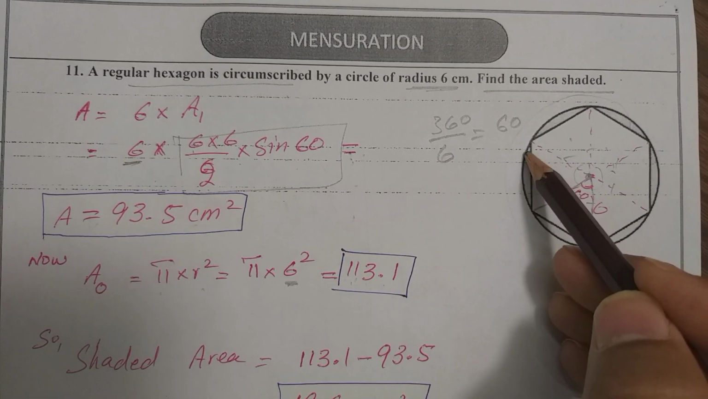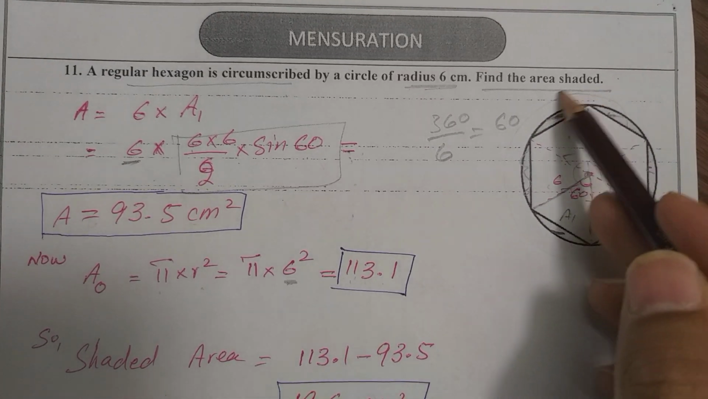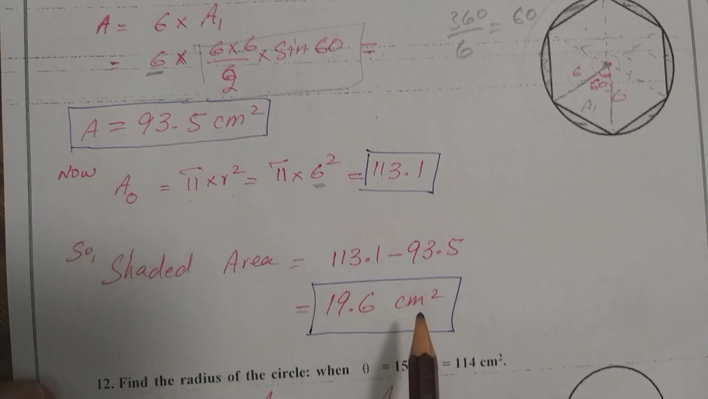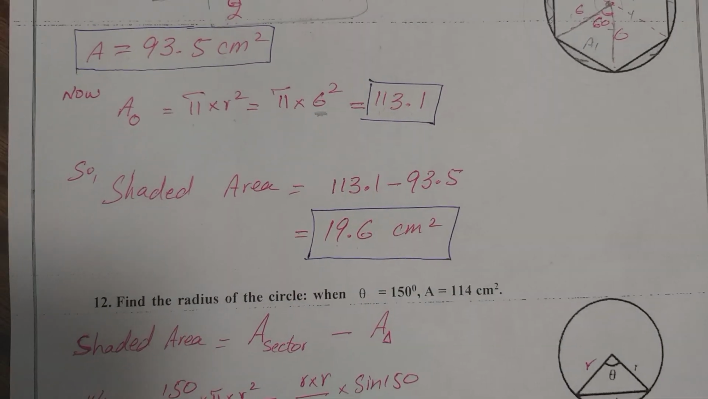So we need to find this shaded area. So area of circle minus area of hexagon, you find the shaded area, which is 19.6 centimeter square.